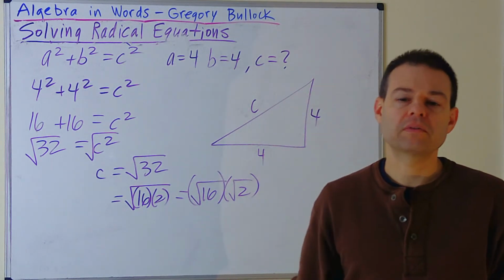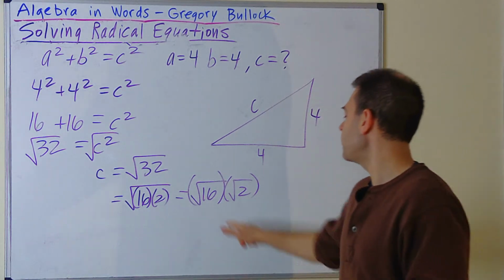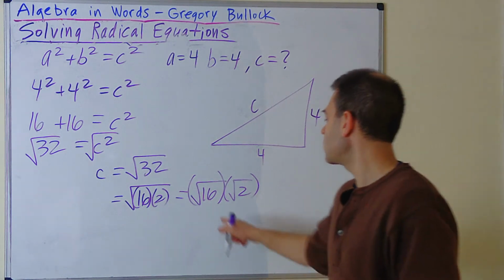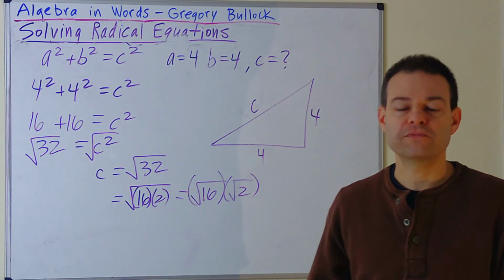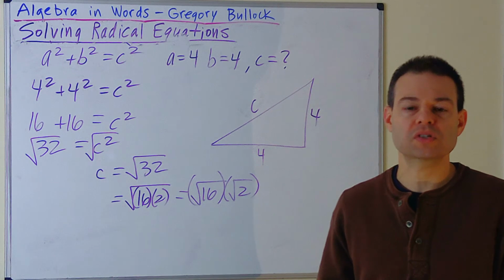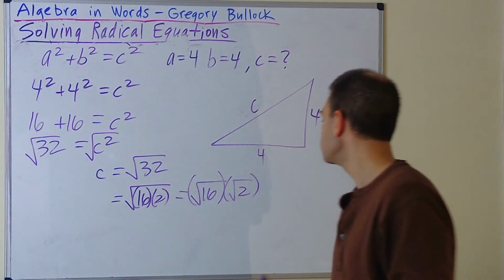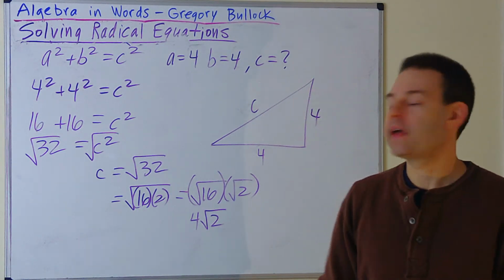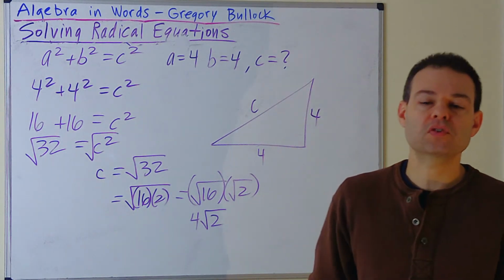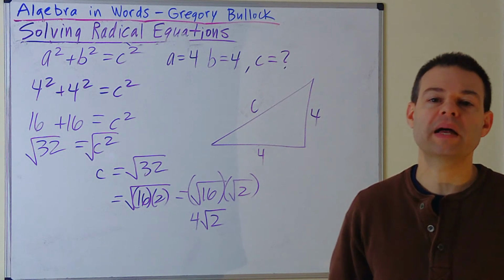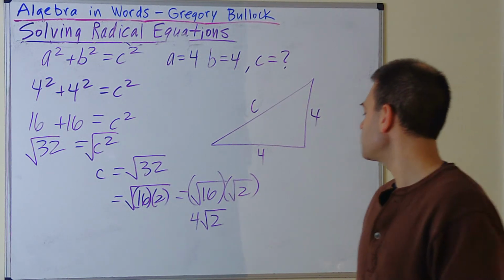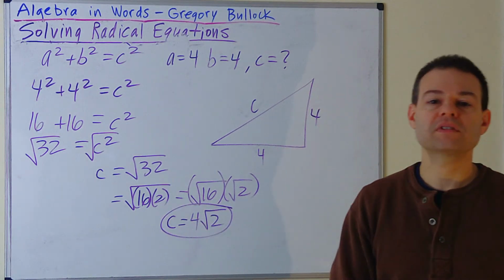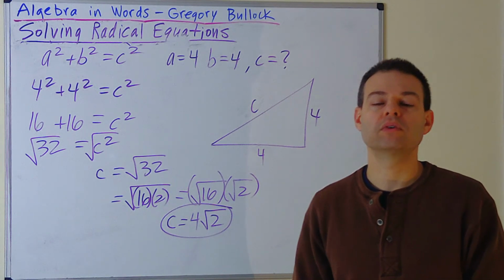And you don't always have to write that step, as long as you understand that you are going to take the square root of the perfect square, which is 16. That's going to come out as plus or minus 4, but since it's in real space, we're just going to keep the positive form, which is 4. And then the square root of 2, which is not a perfect square, we leave in its radical form as square root of 2. So the answer is the length of side C is 4 square root of 2.